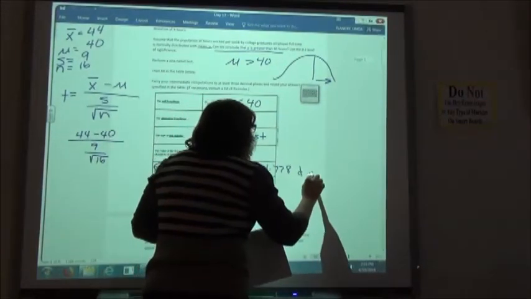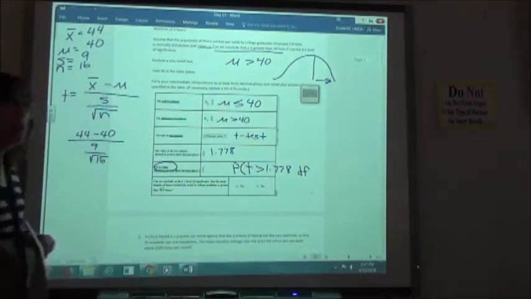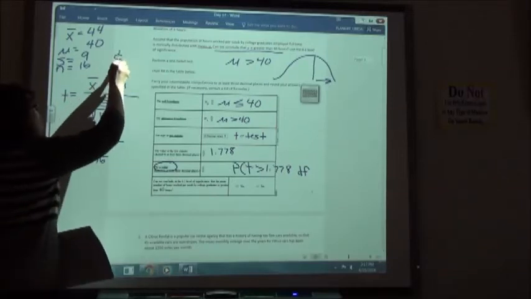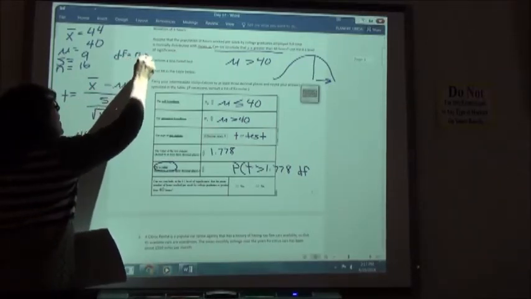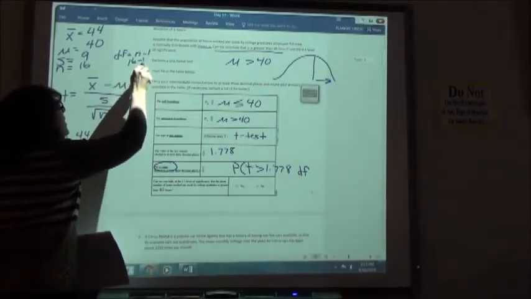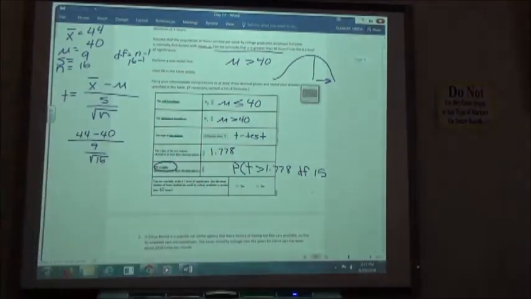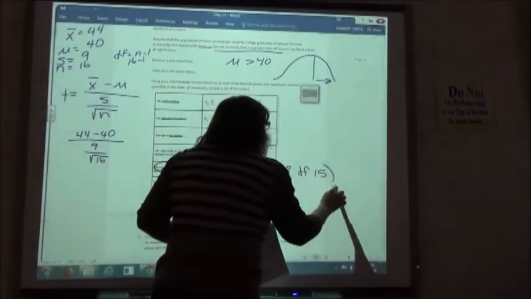P of t is greater than 1.778. And on these ones, when you do the t-test, you have to do the degrees of freedom. The degree of freedom is always 1 less than n. So the degree of freedom is going to be n minus 1. 16 minus 1 means I have 15 degrees of freedom. These ones, it's best to do the Alex calculator.